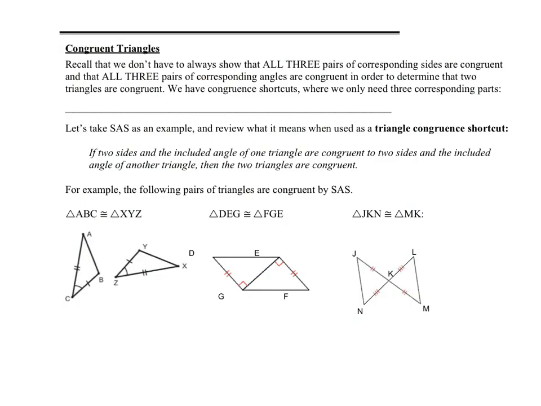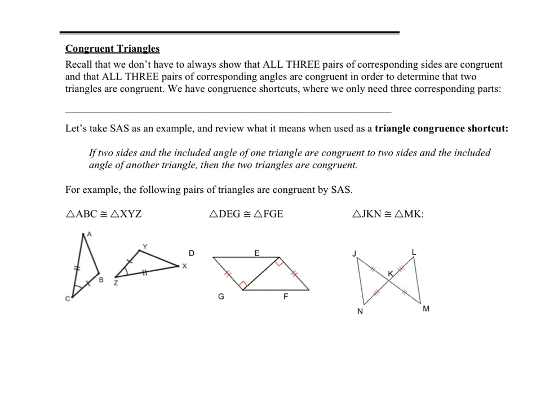Okay, let's go back to congruent triangles for a second. We're going to talk about the different shortcuts that we had learned. Recall that we don't have to always show that all 3 pairs of corresponding sides are congruent and that all 3 pairs of corresponding angles are congruent in order to determine that 2 triangles are congruent. We had congruent shortcuts where we only need 3 corresponding parts. So do you remember the different shortcuts that worked?